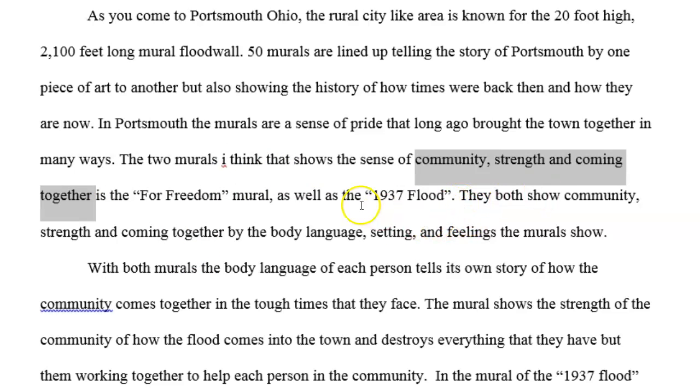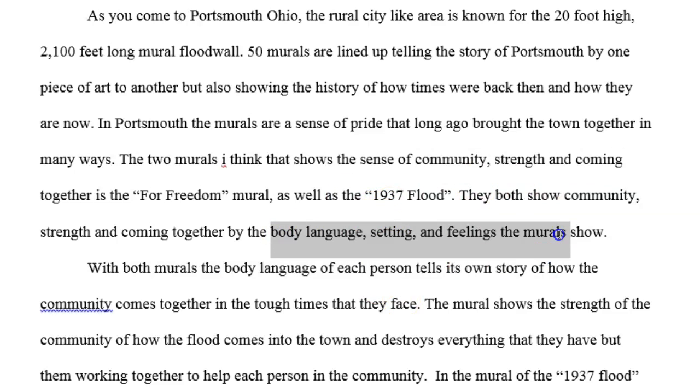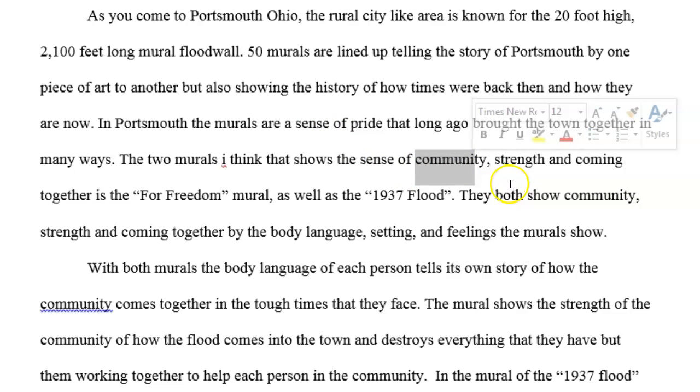And then how are they doing it? Body language, setting, and the feelings that the mural shows. I'm fine with this. These are your reasons. These are what your paragraphs are going to be. But as far as what those paragraphs are helping to support, I think you need to choose one of these: community, strength, or coming together, because it feels like you have 2 different papers.